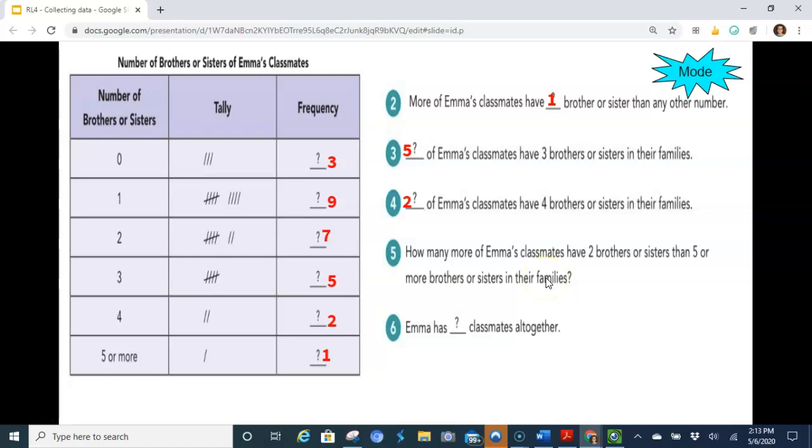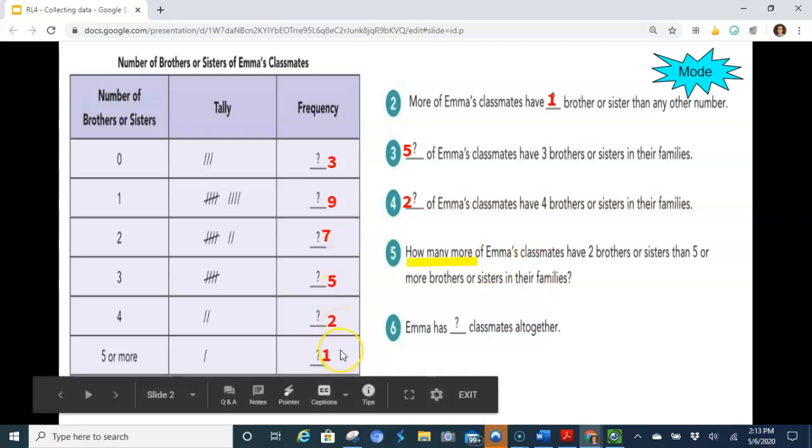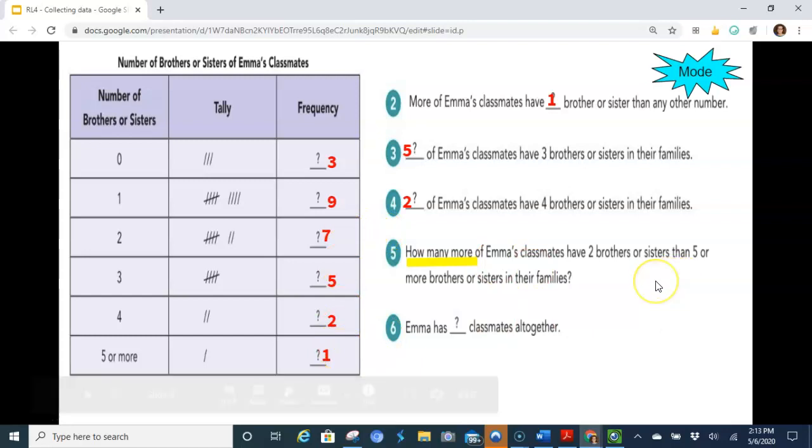How many more of Emma's classmates have 2 brothers or sisters than 5 or more brothers or sisters in their family? The other ones were really easy. This is just a little bit harder. You've got to think about it. When something says how many more, that's a comparison to see how different they are. That tells us we're going to subtract. So 2 brothers or sisters is 7, and 5 or more is 1, and we want to know how different they are. 7 minus 1 is 6.